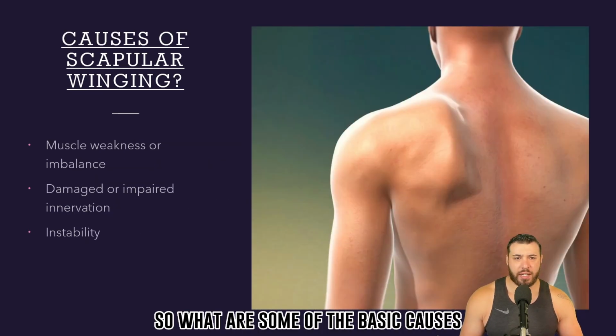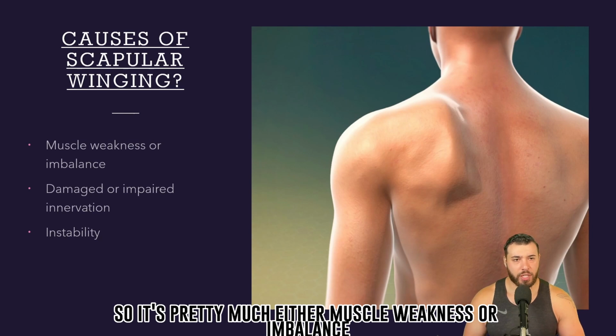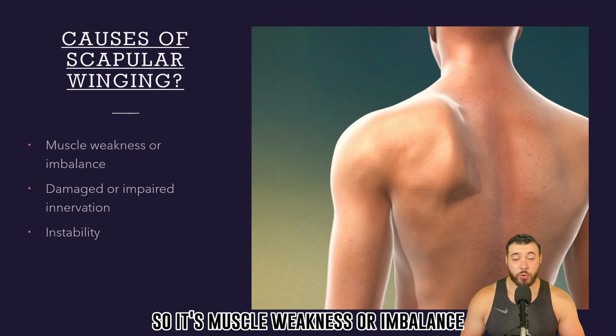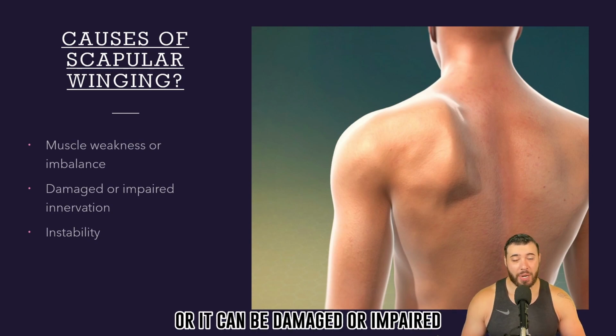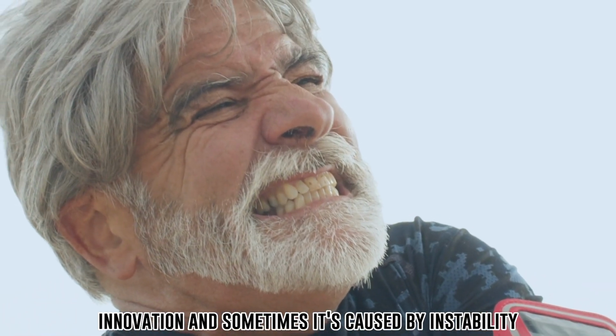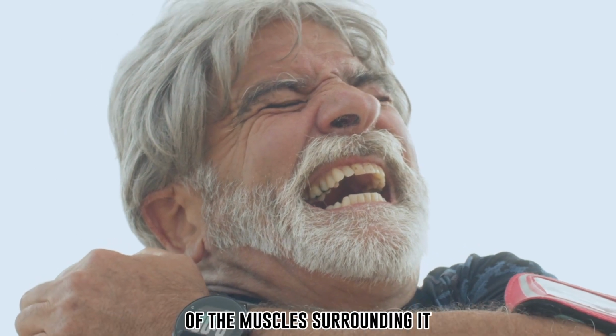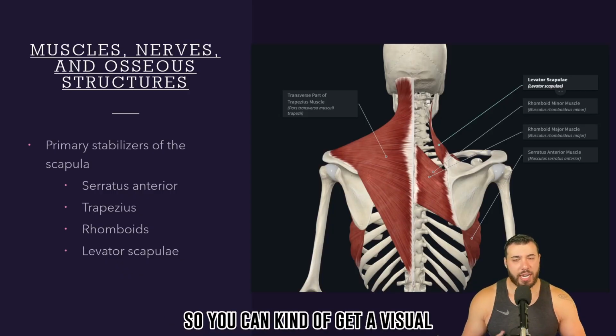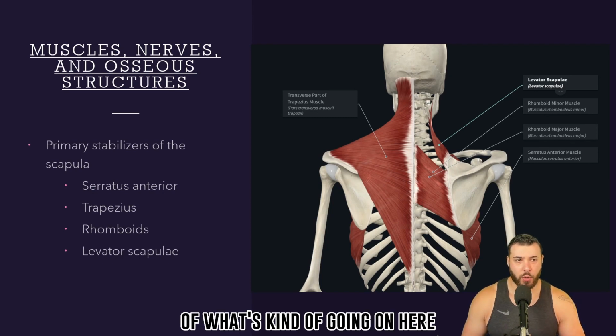So what are some of the basic causes? It's pretty much either muscle weakness or imbalance, or it can be damaged or impaired innervation. And sometimes it's caused by instability of the muscles surrounding it. Now we're going to go into some brief anatomy so you can get a visual of what's going on here.